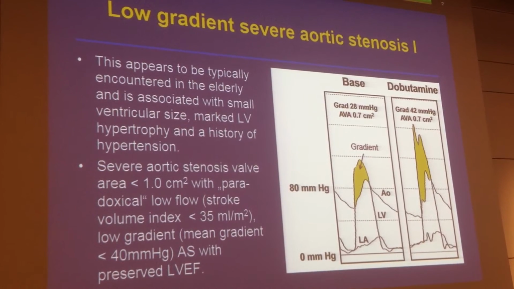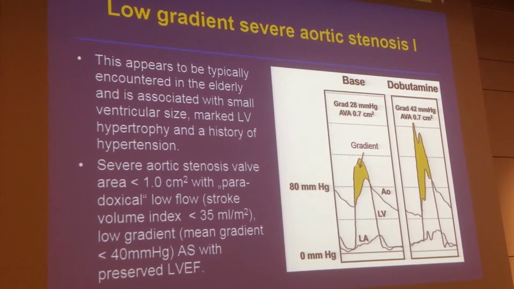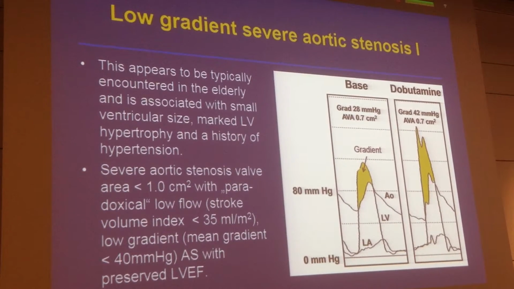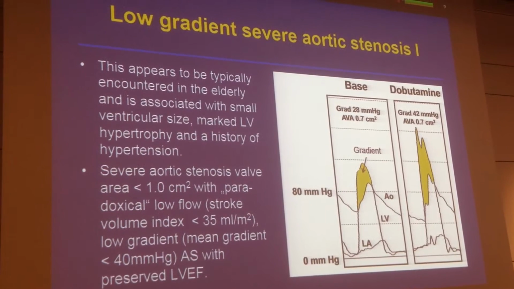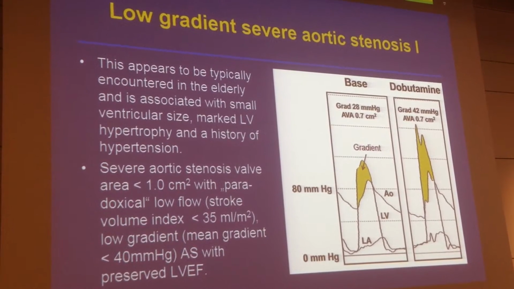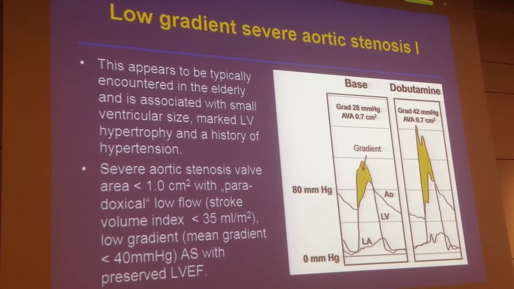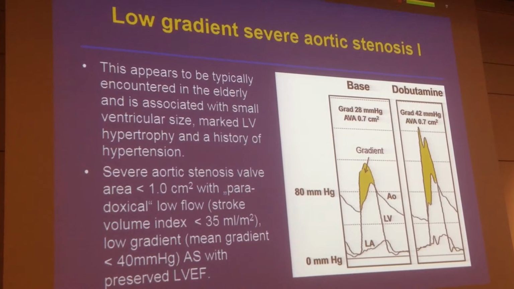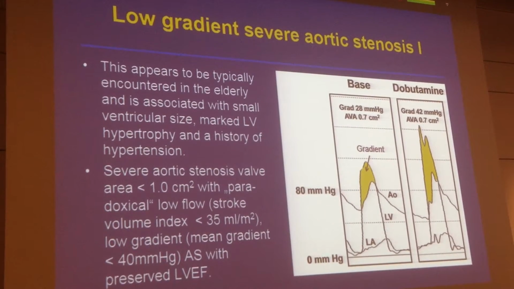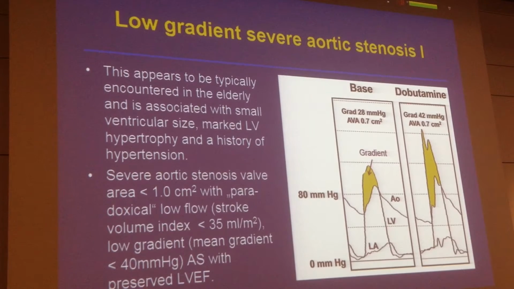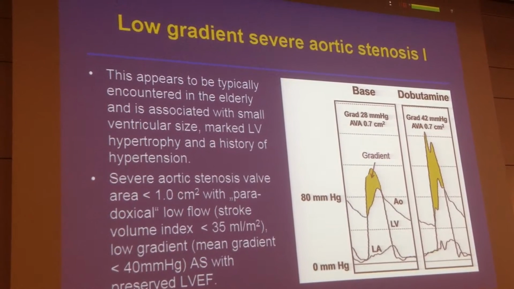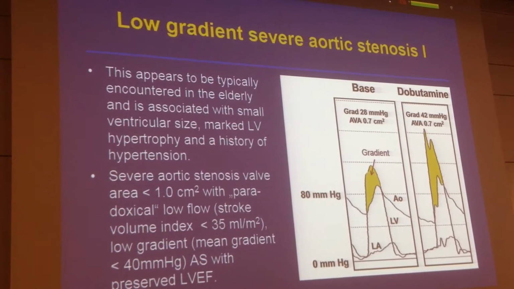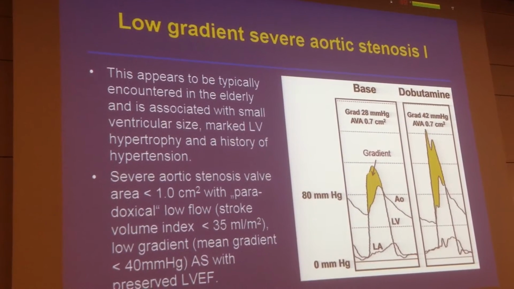You have a patient that presents with a normal left ventricular size, a marked hypertrophy, and a history of hypertension. This is a characteristic of the patient with low flow, low gradient. And if you do an echocardiogram, what you usually find is an area of the aortic valve which is lower than 1 square centimeter. You have a low stroke volume, you have low ejection, and you have a low gradient.